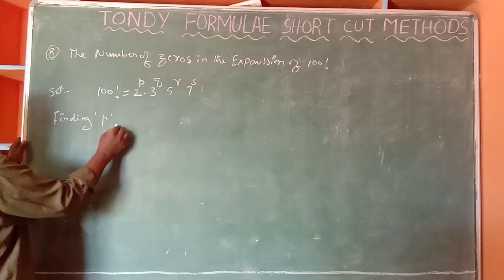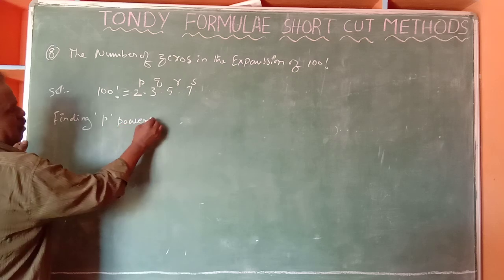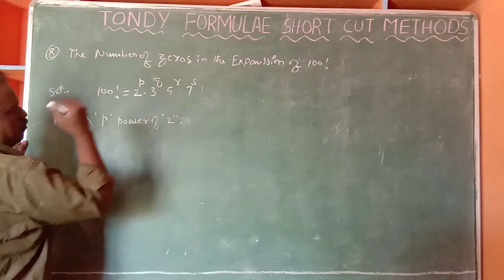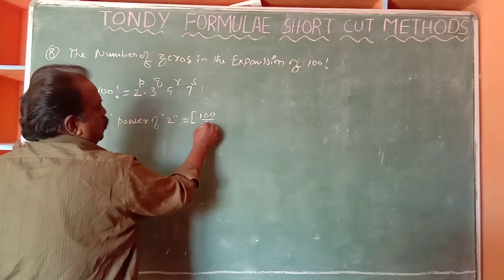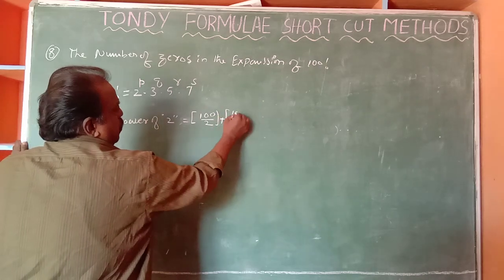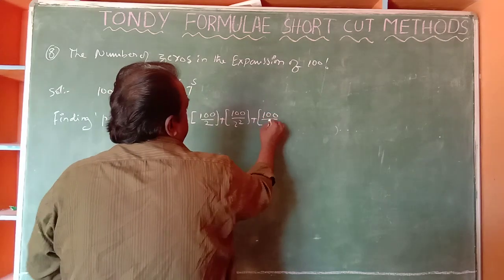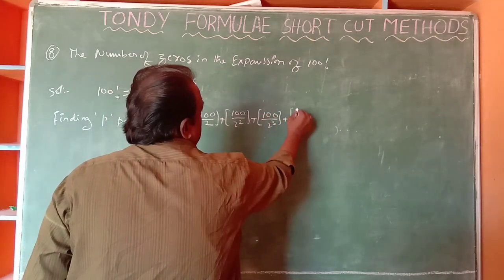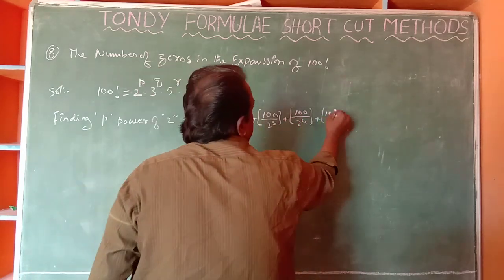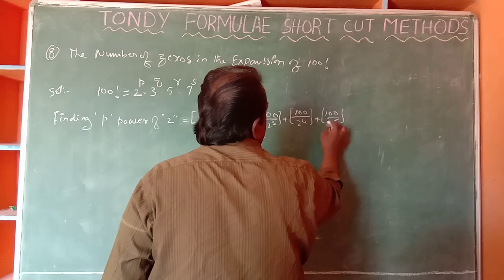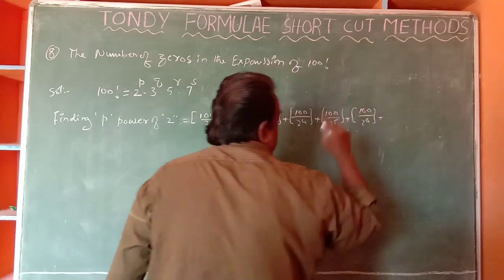Finding p, that is the power of 2. How can you find it? It is the step function of 100 by 2, plus the step function of 100 by 2 square, plus 100 by 2 cube, 100 by 2 power 4, 100 by 2 power 5, and 100 by 2 power 6. There it ends.